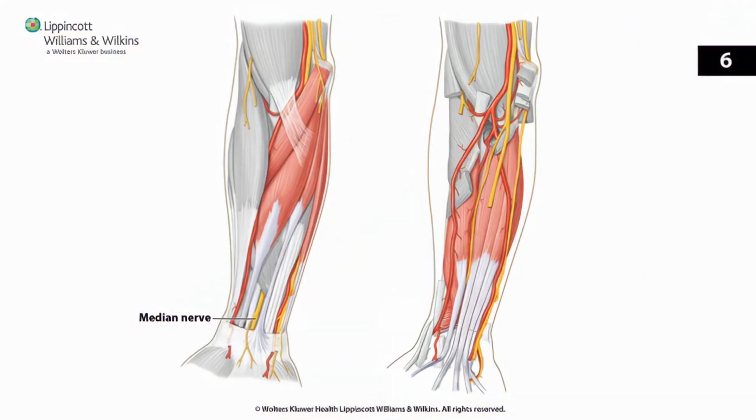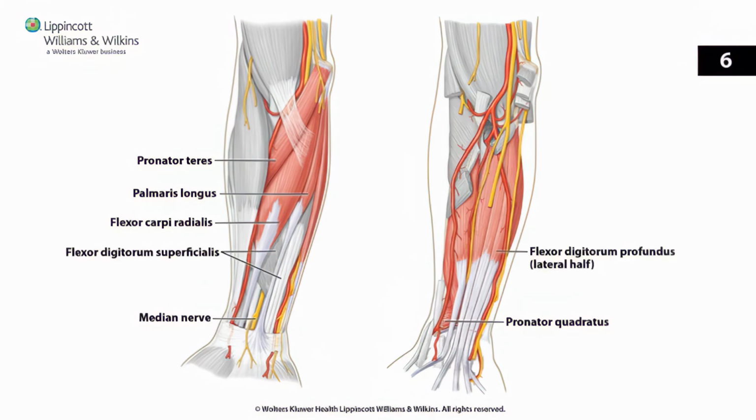All right, let's move on to the median nerve. So the median nerve innervates almost all of the flexors of the forearm and many of the pronators as well. The pronators include the pronator teres and the pronator quadratus. The flexor carpi radialis and the palmaris longus will flex the forearm. The flexor digitorum superficialis and the lateral half of the flexor digitorum profundus will flex the wrist and the fingers, and the flexor pollicis longus will flex the thumb. So overall, think flexion and pronation with the muscles innervated by the median nerve.